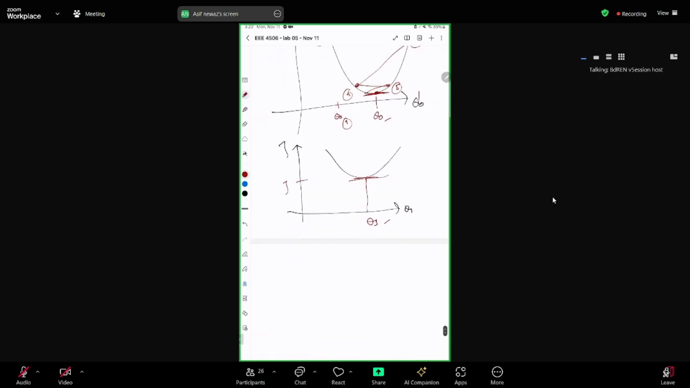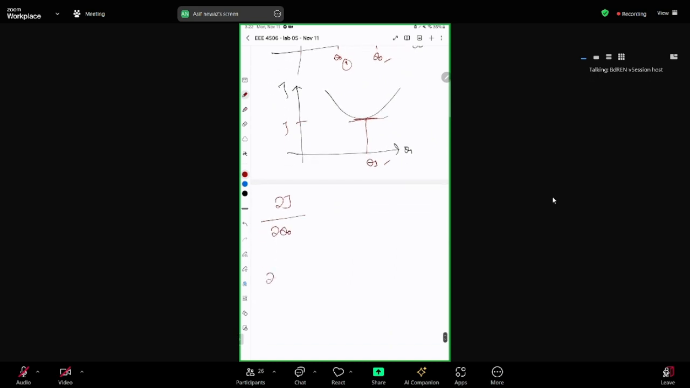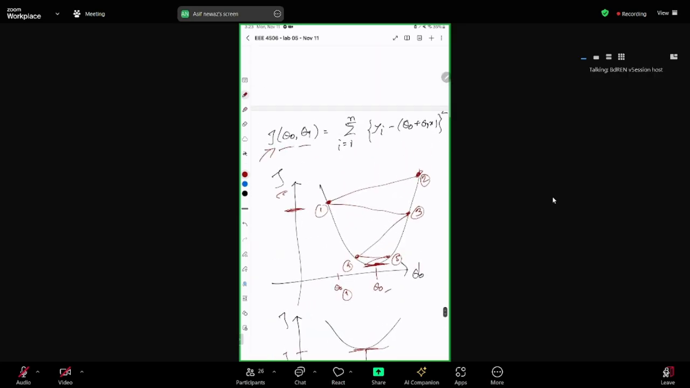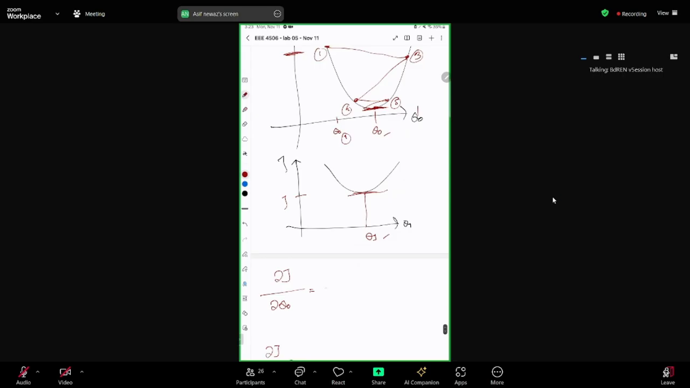So what we have to do is take the derivative, del J with respect to theta 0, and similarly del J with respect to theta 1. These are partial derivatives, since you have two variables, theta 0 and theta 1. If you take the derivative, you have a summation of squares, so 2 comes in the front. Then the summation i equals 1 to n of y_i minus the whole thing, (theta 0 plus theta 1 times x_i).